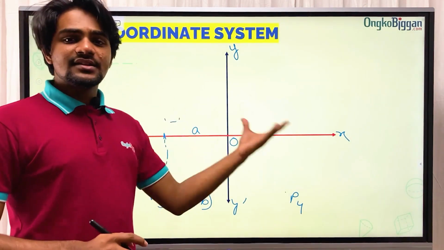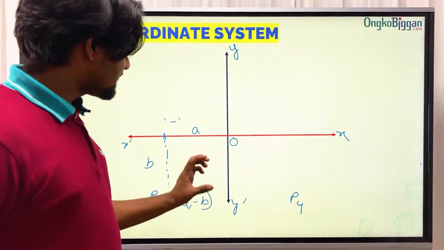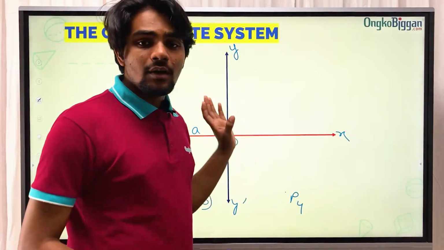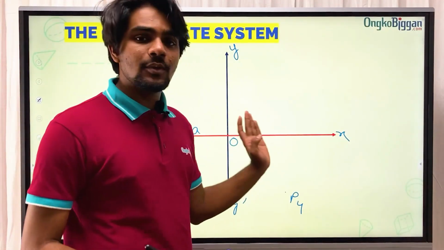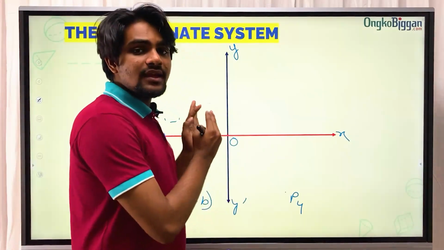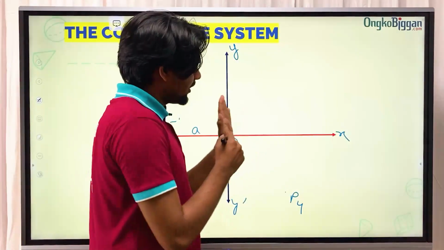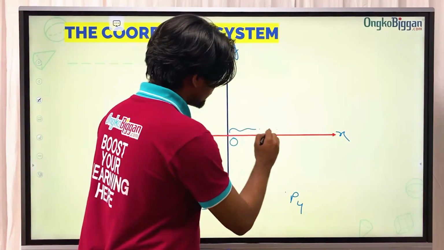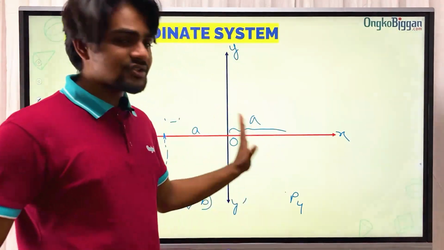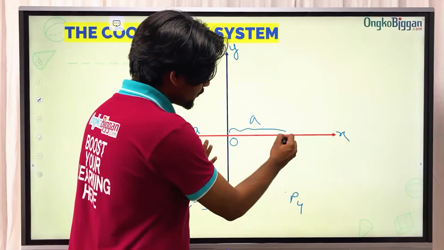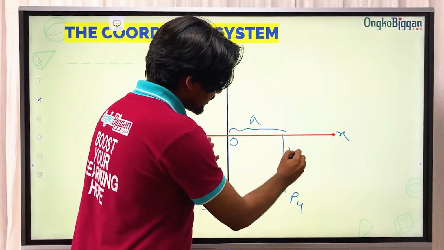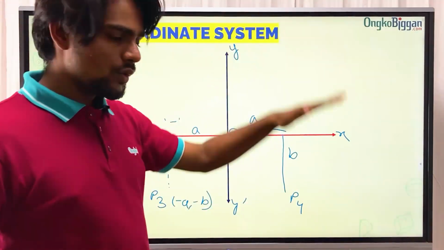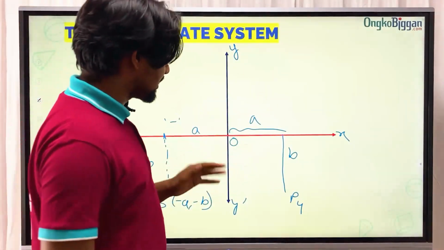And similarly, let us try to find the coordinate of the point P4. To find the coordinate of the point P4, we have to move in the right direction, a units to the right first. Then we have to move b units in the lower direction, that is in the negative direction.